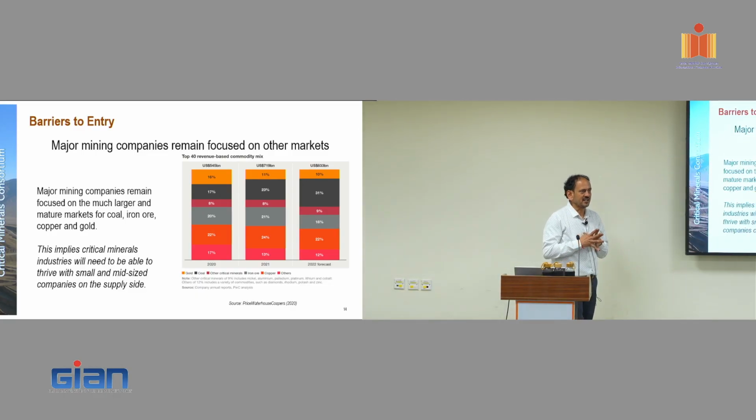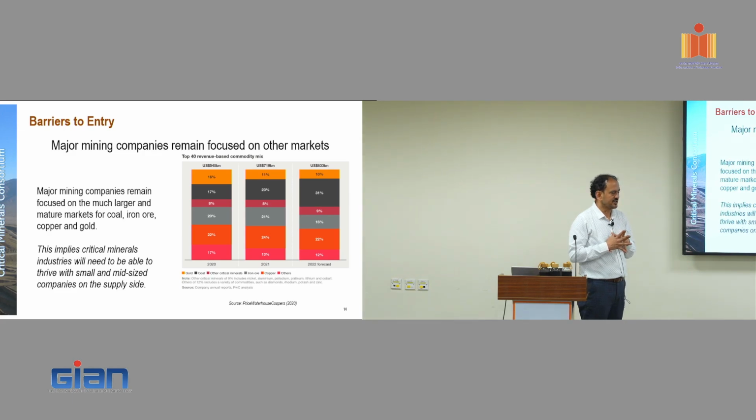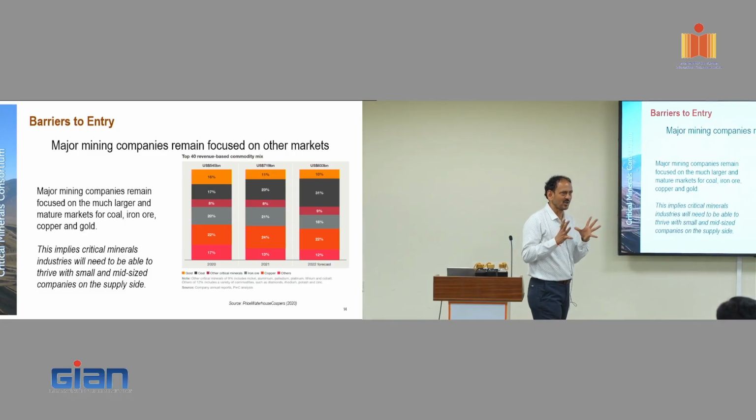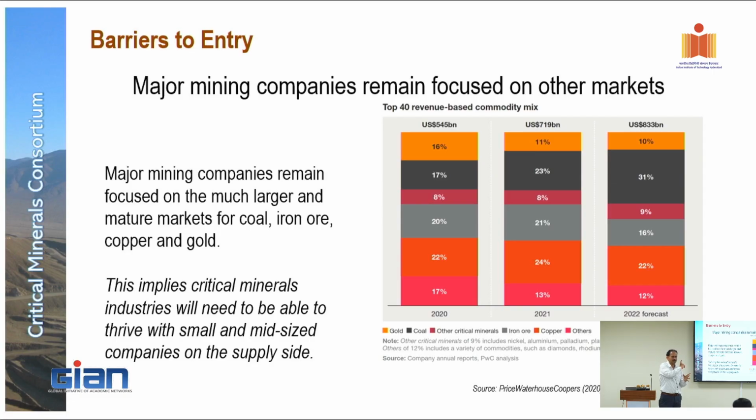Then barriers to entry is another important market issue, an economic issue here. Major mining companies remain focused on bigger, bulkier products. We looked at copper, iron ore, aluminum, who are into 230, 250. What was the GDP contribution of Telangana we said? How many billion dollars? About 160 billion, right? So BHP is about 130 billion, one corporation.